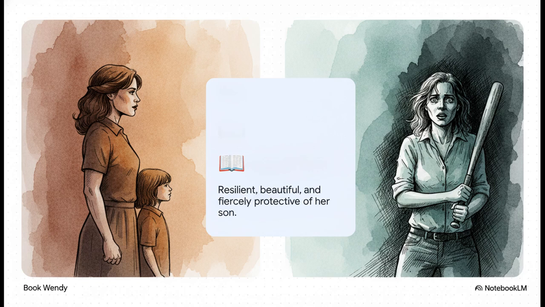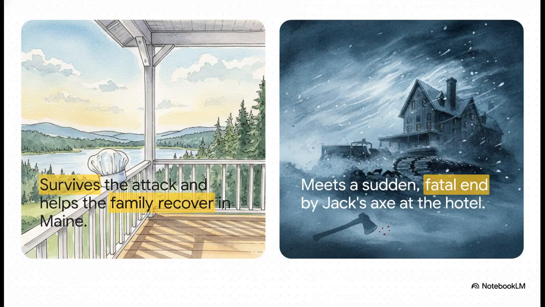And let's look at Dick Halloran, because his fate really cements the tonal difference between the two mediums. In the novel, this warm, tender chef actually survives Jack's attack. In fact, there's an epilogue showing him helping Danny and Wendy recover at a resort up in Maine. It ends on a genuine note of hope. In the film, the poor guy travels all the way through a massive snowstorm only to meet a sudden fatal end by Jack's axe the exact moment he arrives. It's a ruthless change that completely strips away the novel's hopeful resolution.